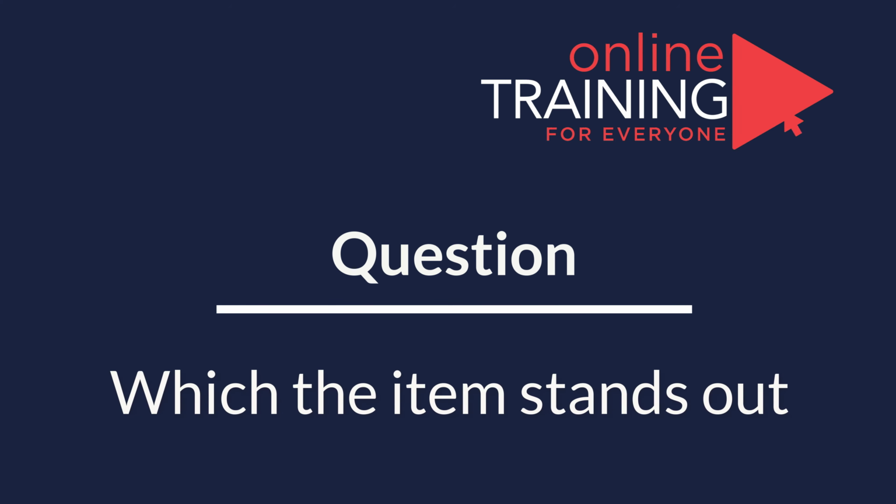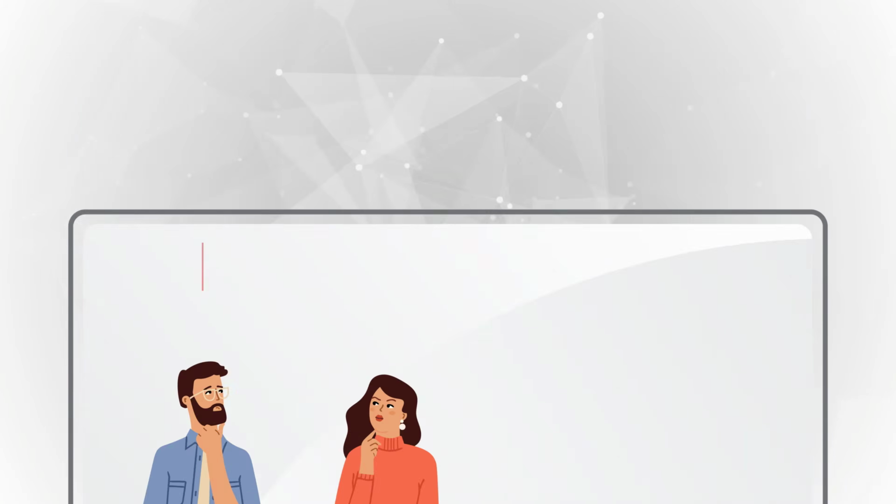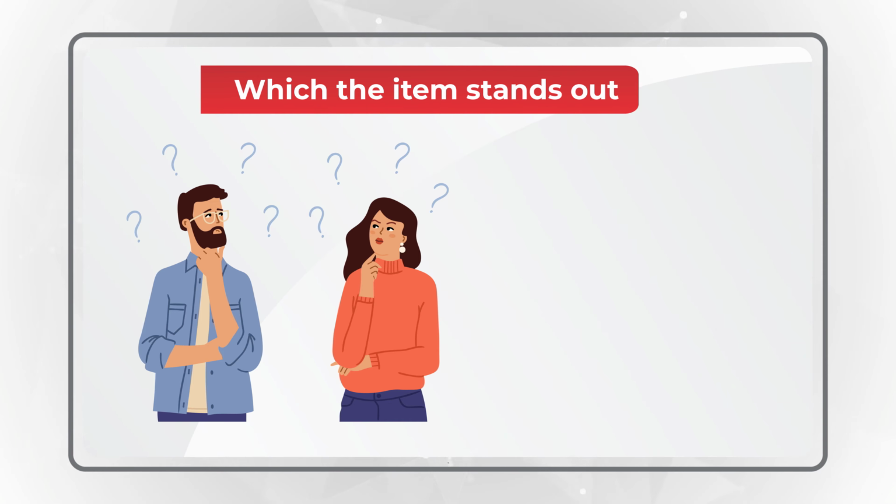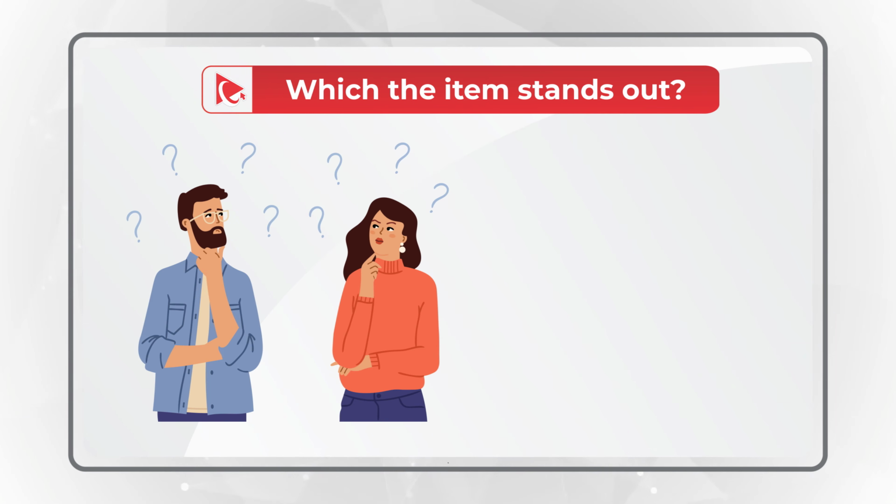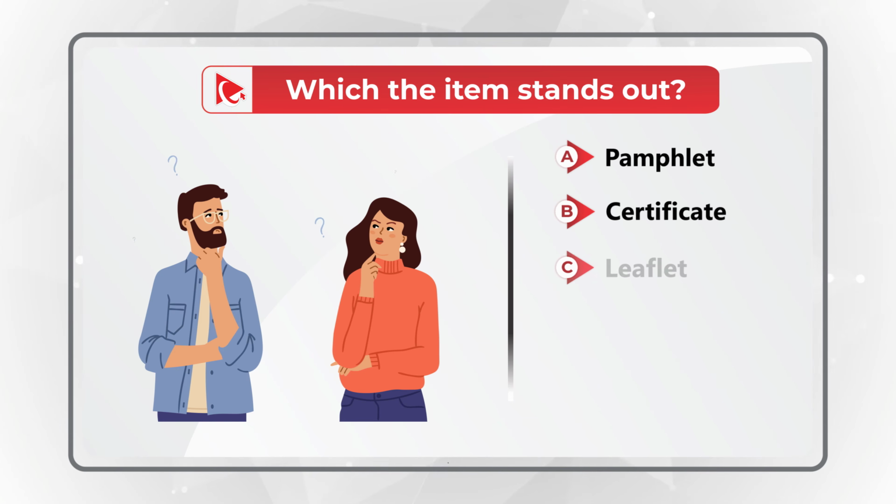Here's an interesting question which tests your knowledge of the words as well as your verbal reasoning skills. You're presented with 5 different words, and you need to determine which item stands out. The words are pamphlet, certificate, leaflet, catalog, and brochure.